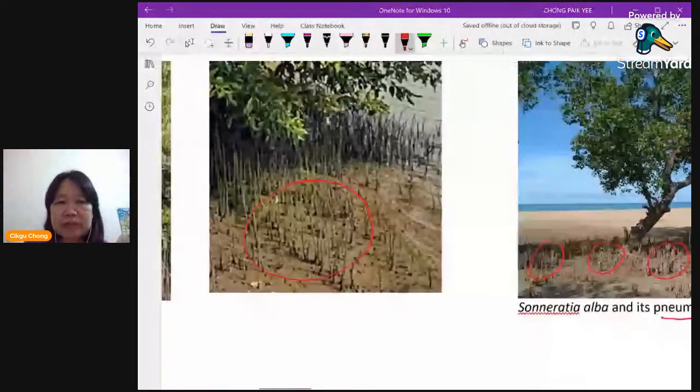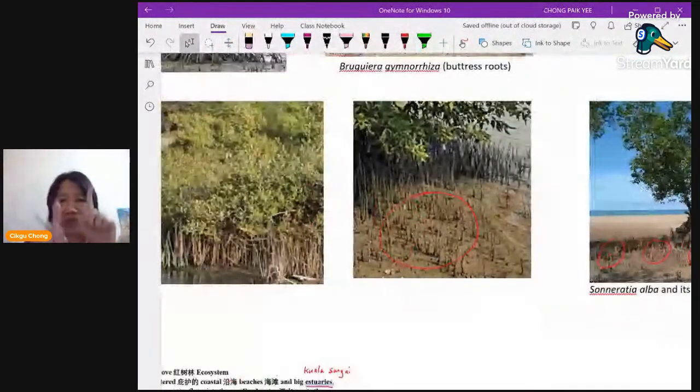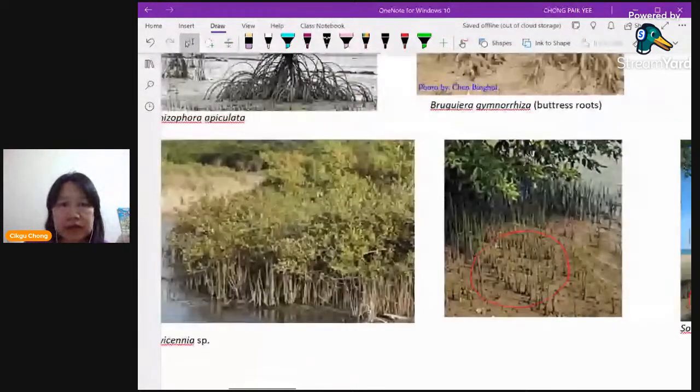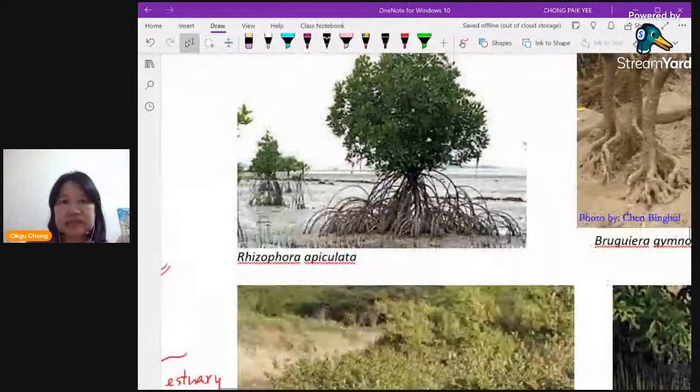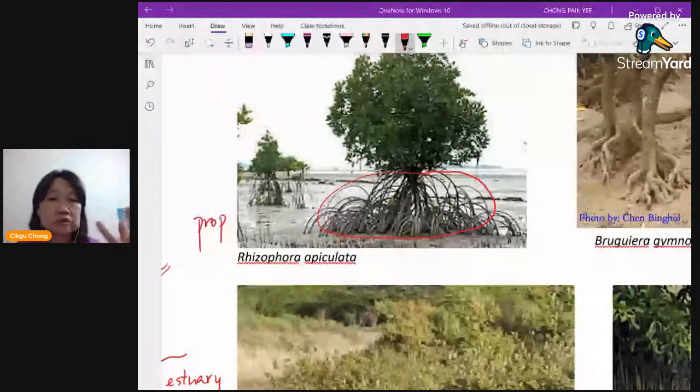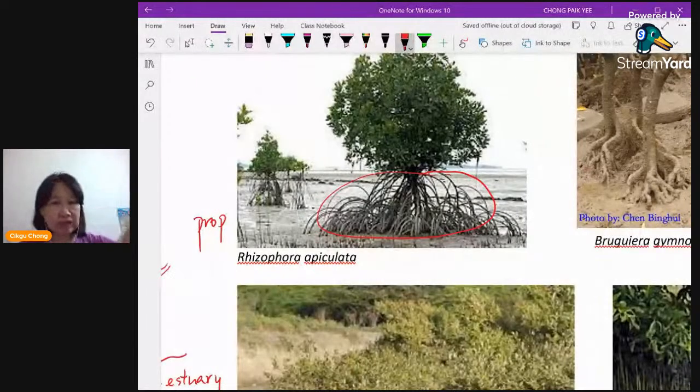You see Avicennia and Sonneratia, you have all these, we call pneumatophores, sticking out of the mud there to help them get oxygen. Now, for Rhizophora, it's quite distinct. You can see that the Rhizophora has this kind of roots. This kind of roots are called prop roots. They help to give support to the plant. So it increases the base area so that the plant is stable.